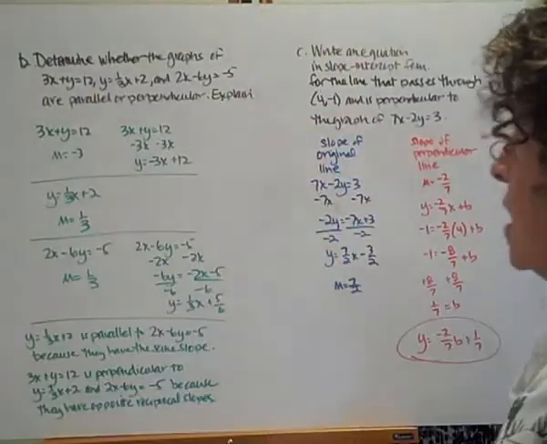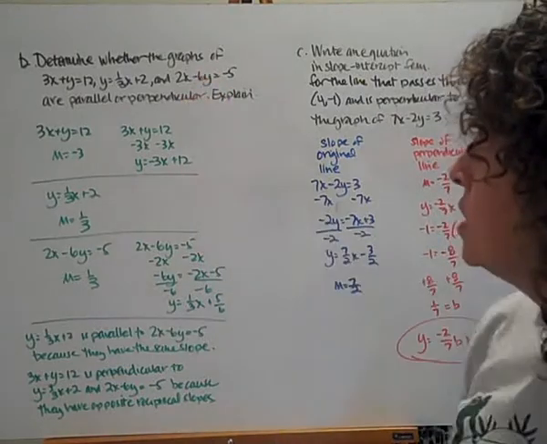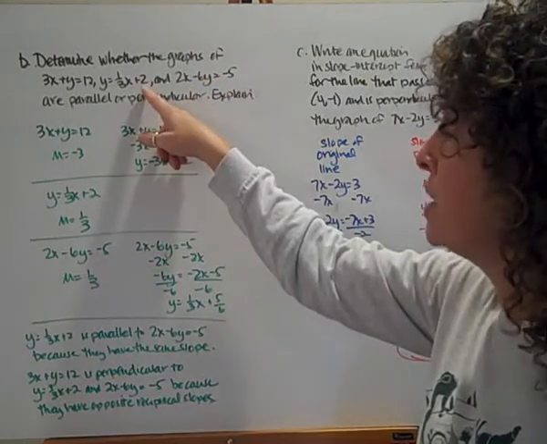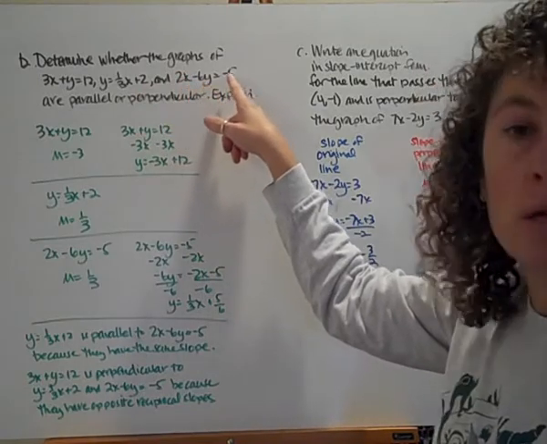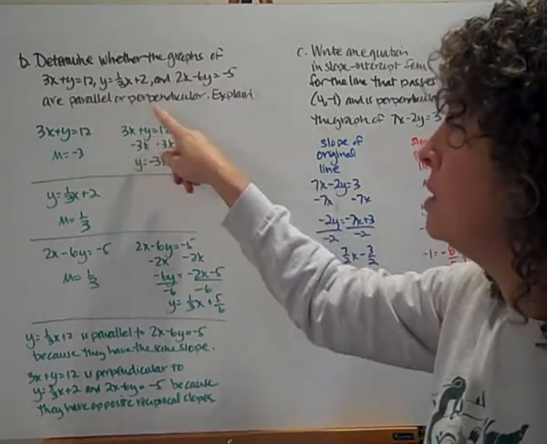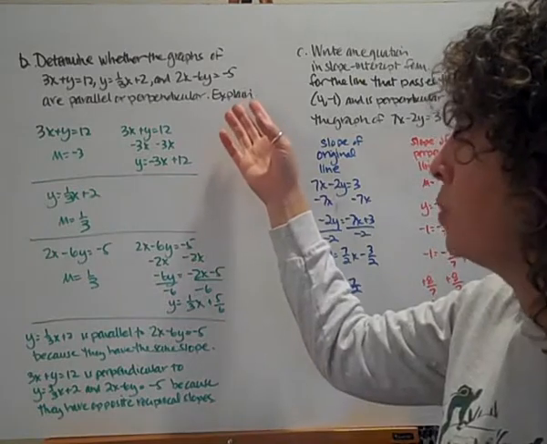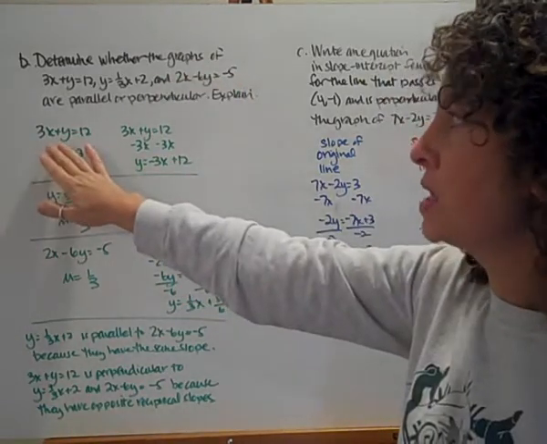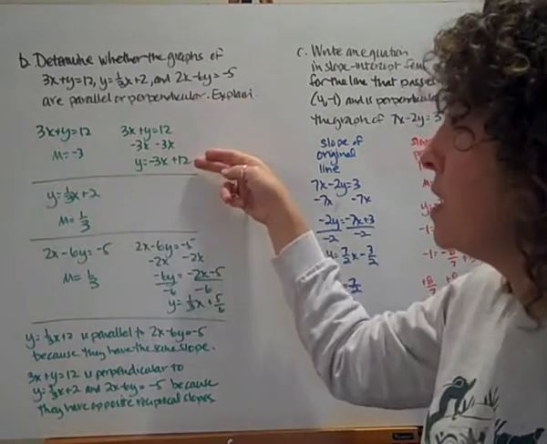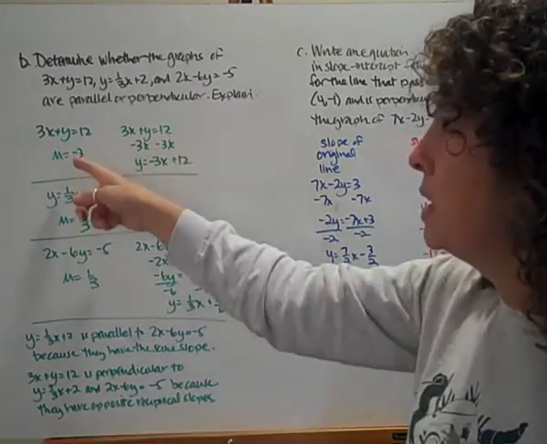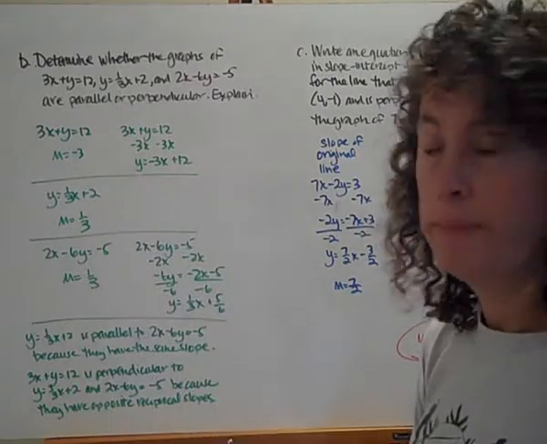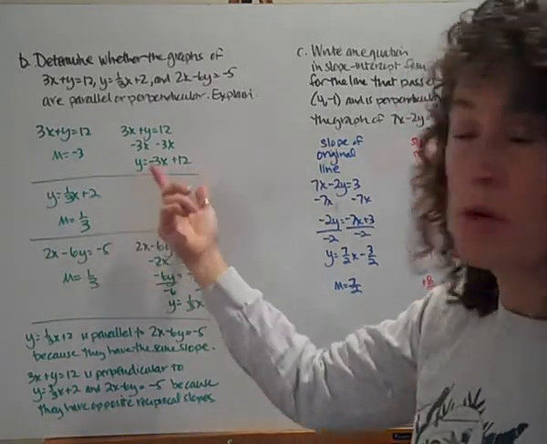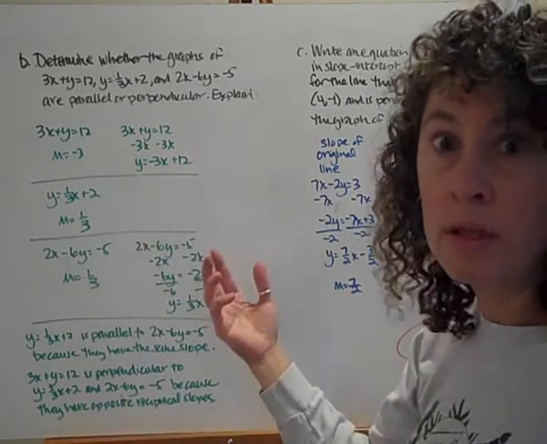All right, let's put this to work. Determine whether the graphs of 3x plus y equals 12, y equals 1/3 x minus 2, and 2x minus 6y equals -5 are parallel or perpendicular, and explain why. So I'm going to work with each of these equations one at a time. I'm going to take my 3x plus y equals 12, and rewrite it in slope-intercept form, and find out that the slope is -3. My second equation, y equals 1/3 x plus 2, is already in slope-intercept form, very friendly to work with.